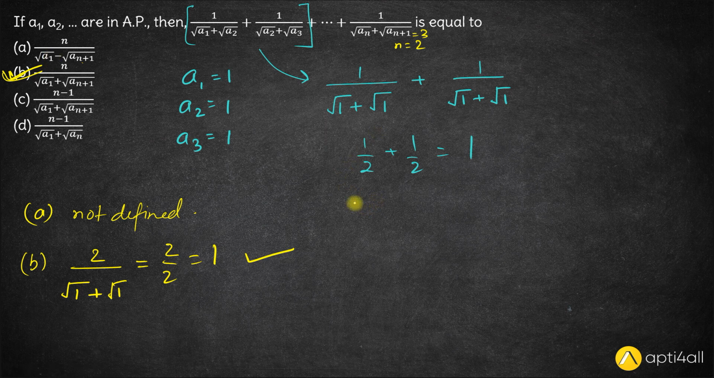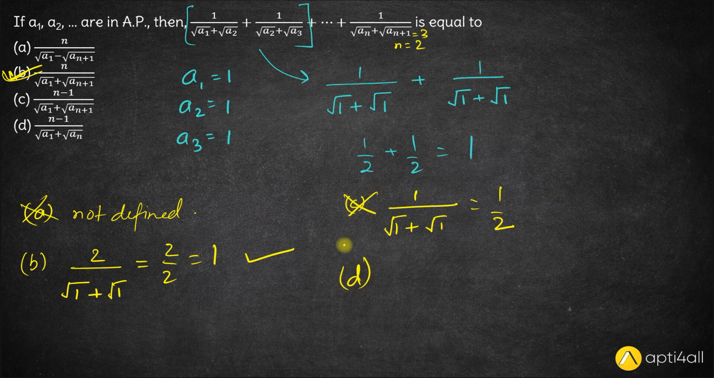We will, let's say, cross check other options as well, but B is the right answer. Putting n equal to 2 here, we have 2 minus 1 is 1 upon root of A1 plus root of A3. So this comes out to be 1 by 2, but the answer was 1. Hence this is not the correct option.